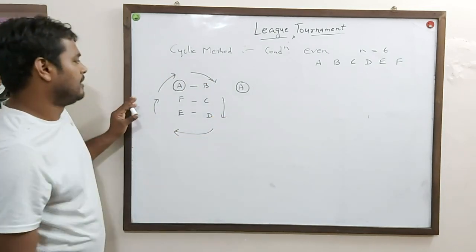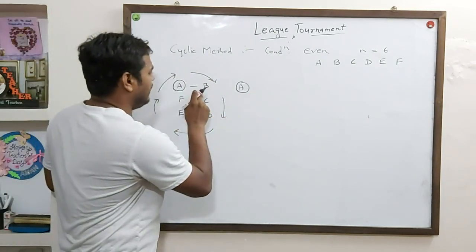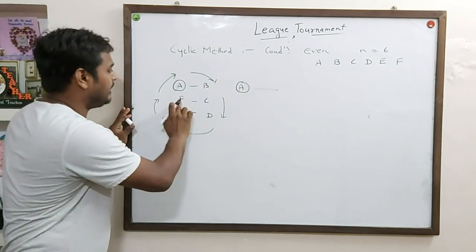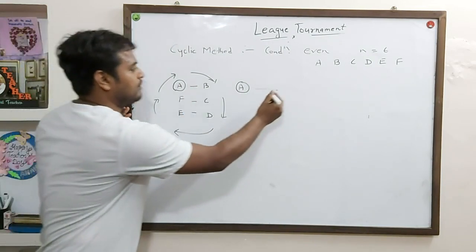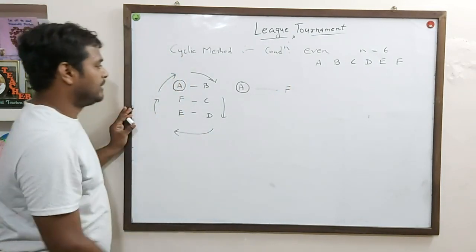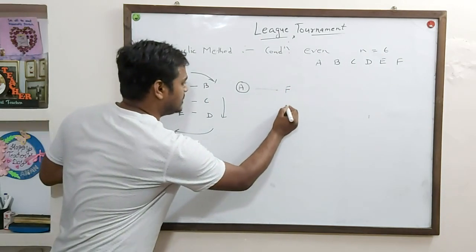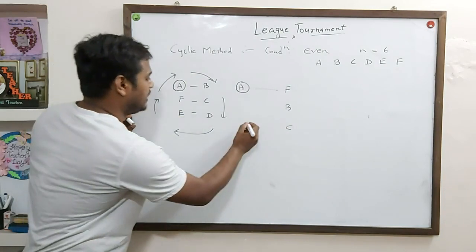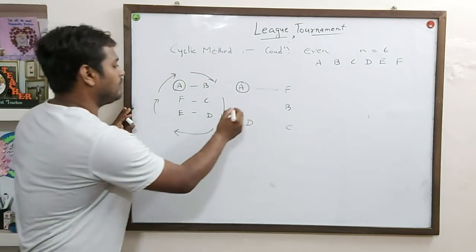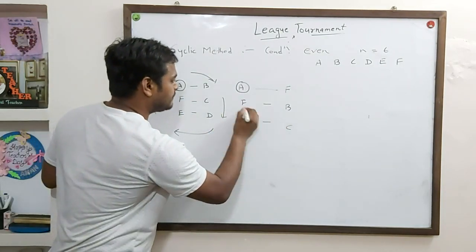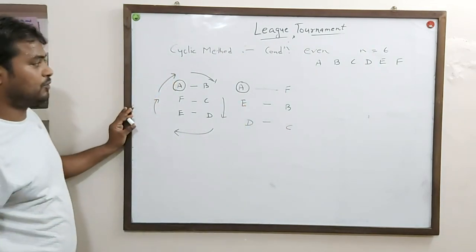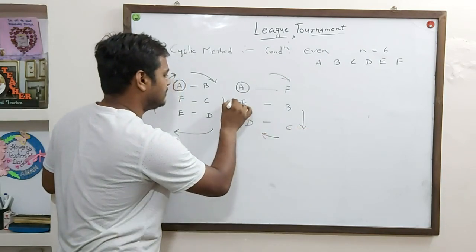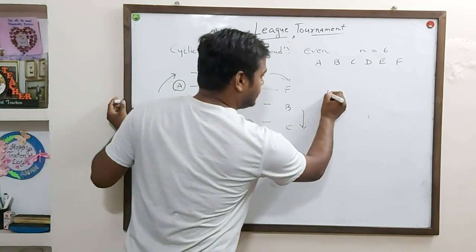So it means earlier here it was B, but now if we rotate this, then in place of B, which team will come? F will come here. Then B will take the position of C, and C will go to D's place. D will shift to E's place, and E will shift to F's place. This is step 2.